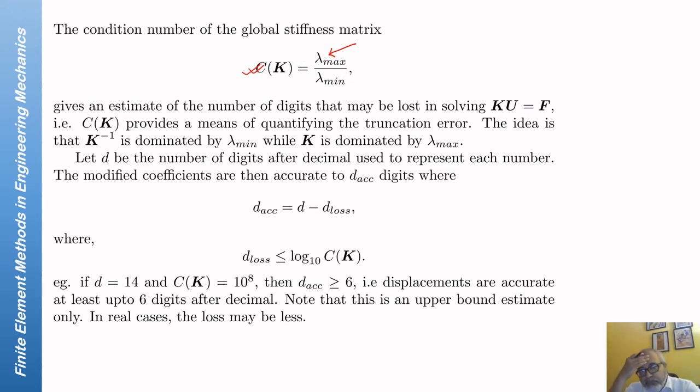So if you take K inverse now, then its maximum eigenvalue will become 1 over lambda min, and its minimum eigenvalue will be 1 over lambda max. So K inverse will be dominated by lambda min, whereas K is dominated by lambda max. So the condition number of K inverse will be lambda min by lambda max, of course.